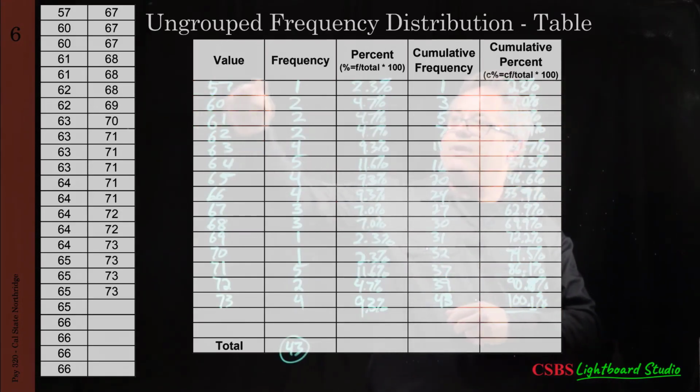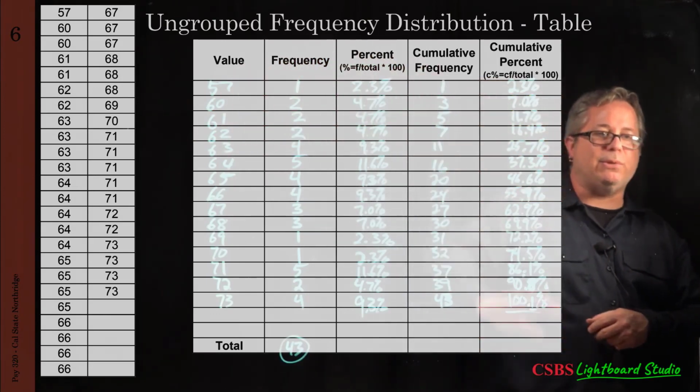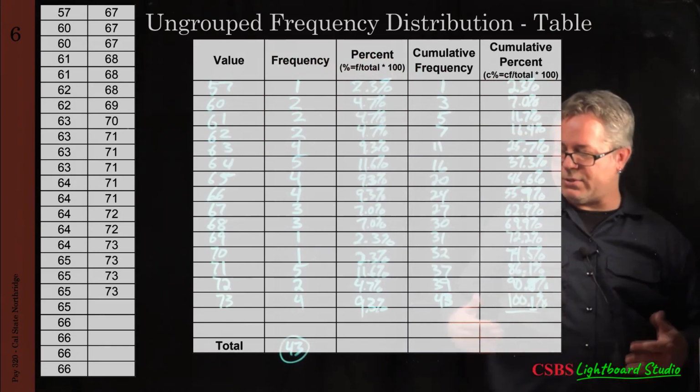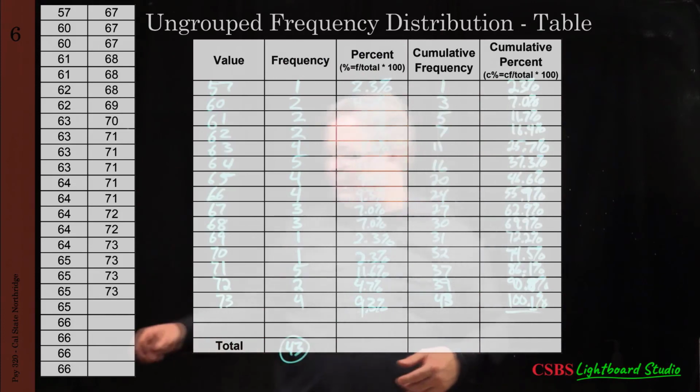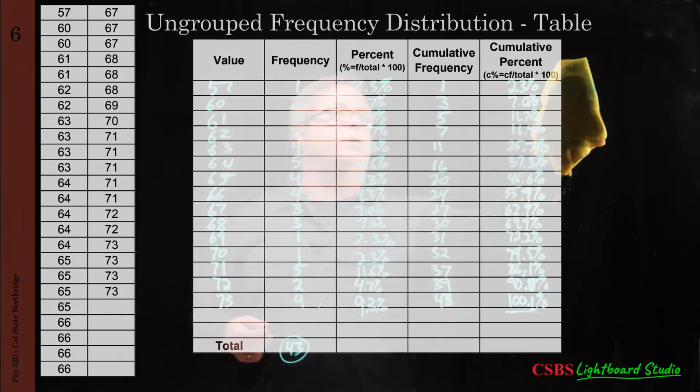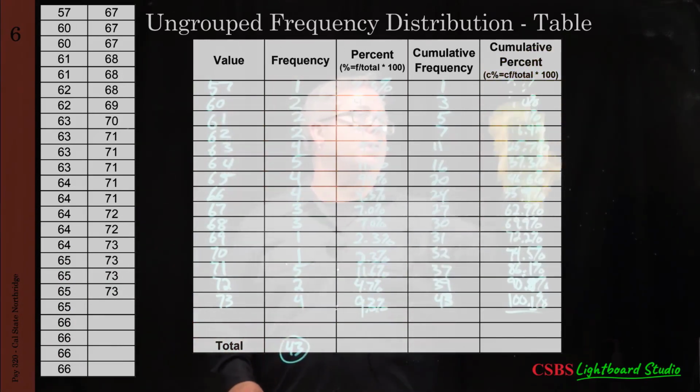Well, I have a 57, I have one of them, so I can make a graph that's got a little 1 bar, and I can get 60 has 2, so it goes up to 2 instead of 1. And we can start to turn this into something that looks like a histogram, which is what we're going to go to next, on the next slide of this, which is how to then turn this information into a graph.